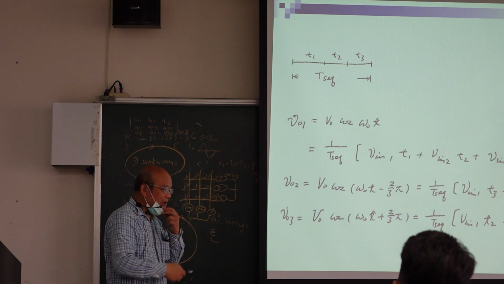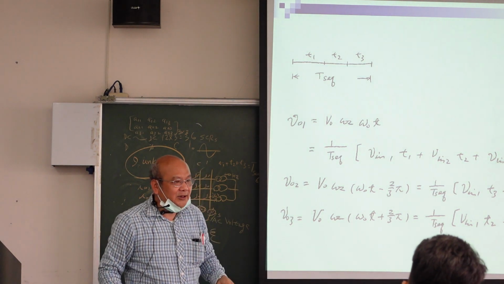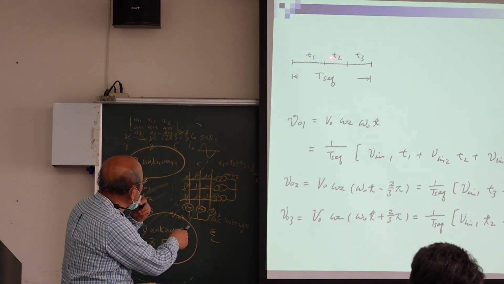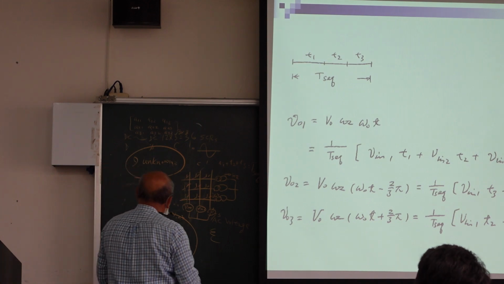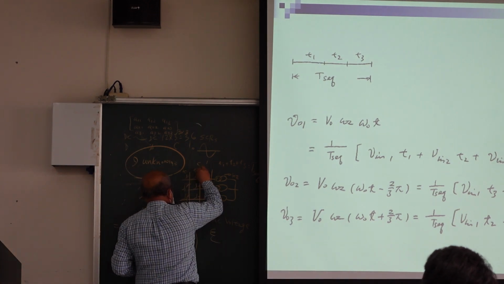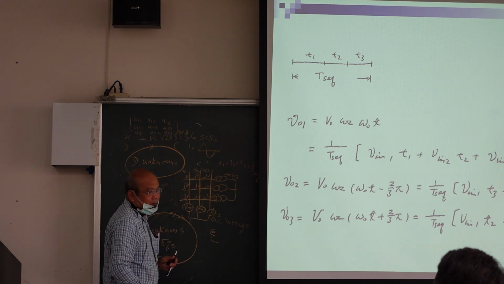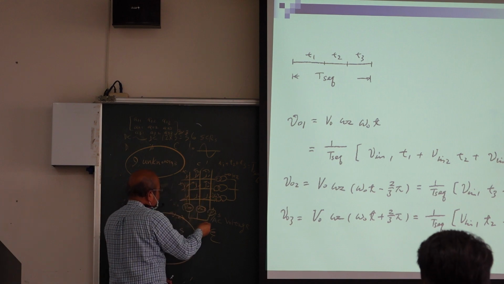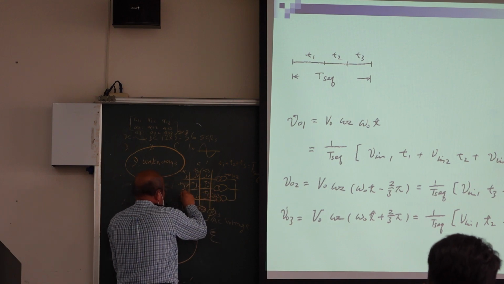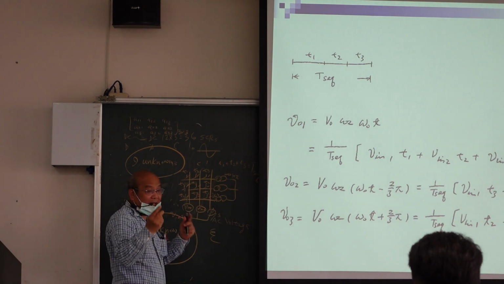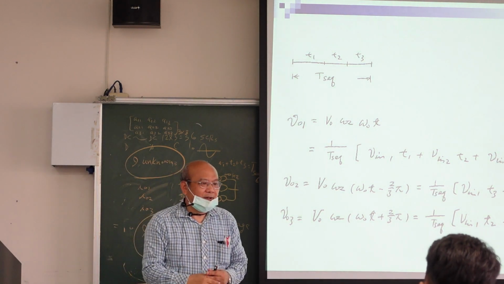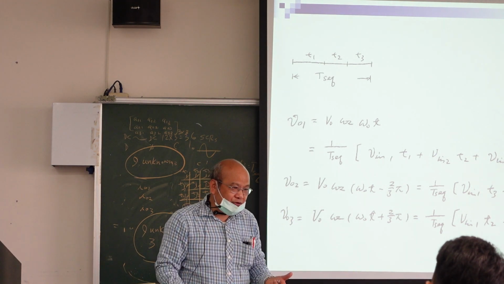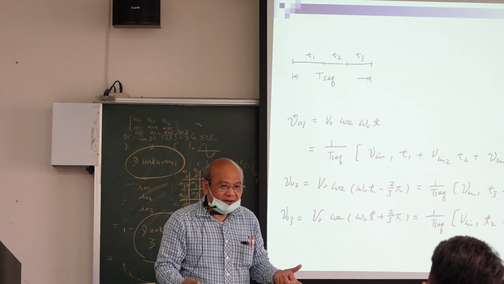So how many equations can we have? 3 equations. How many unknowns? We call these T1, T2, T3 for each line. So 3 unknowns and 3 equations. Can we get a unique solution?